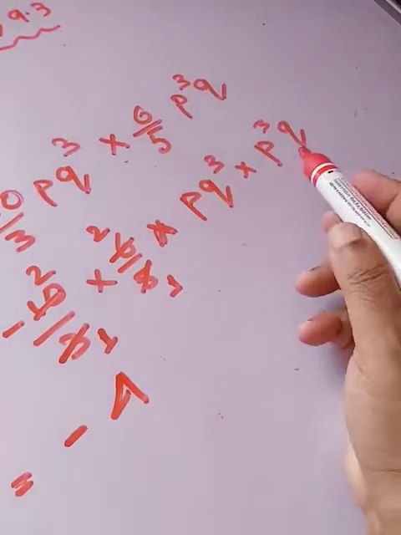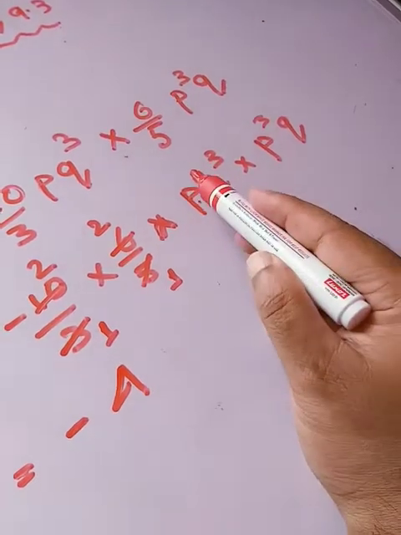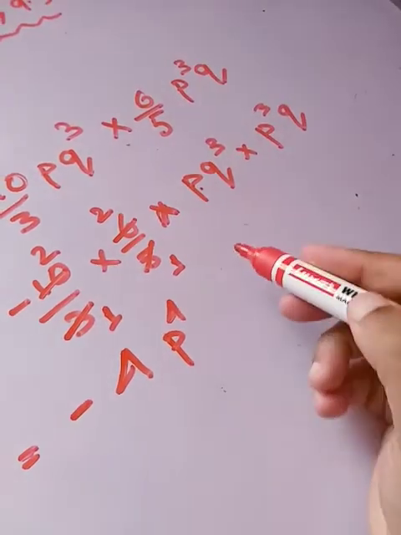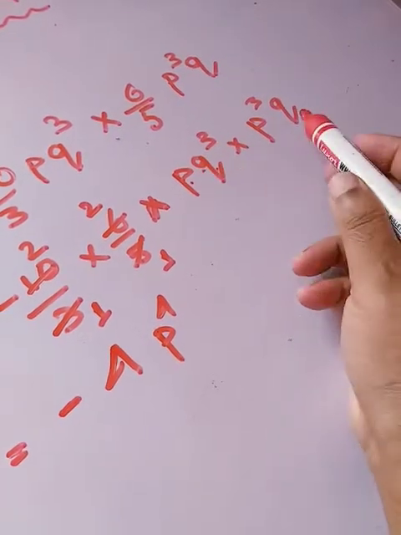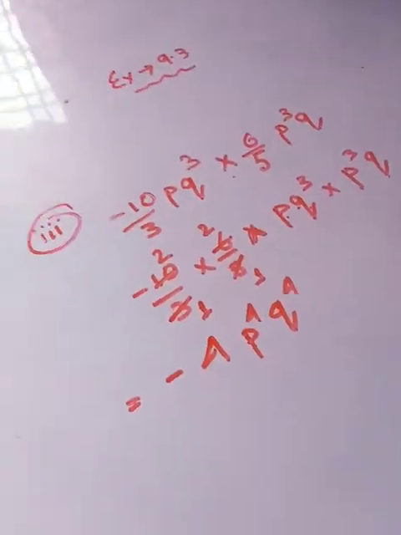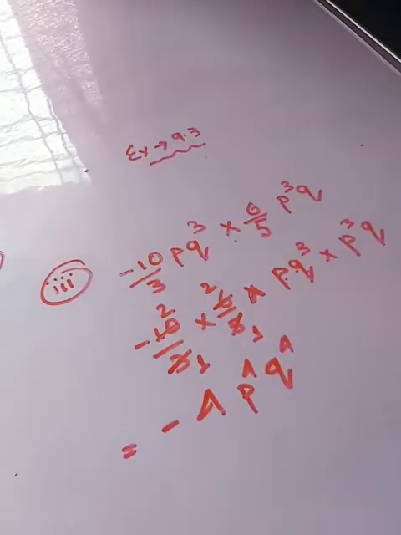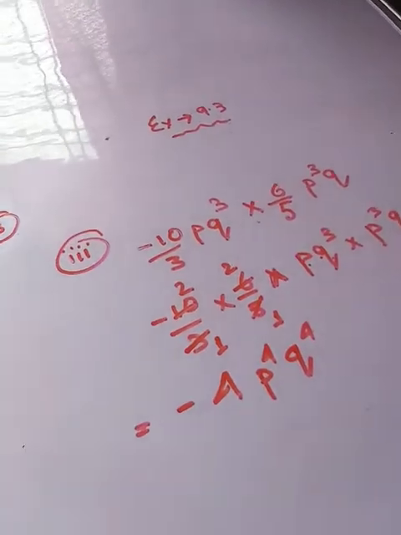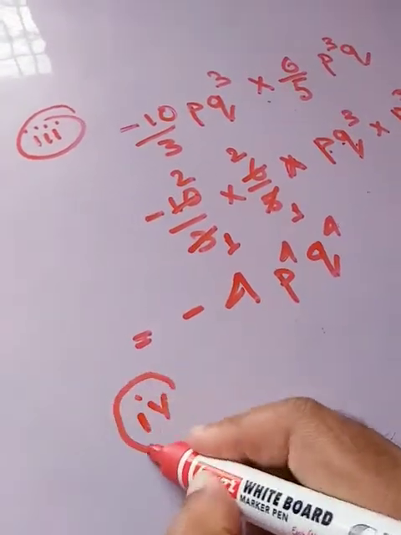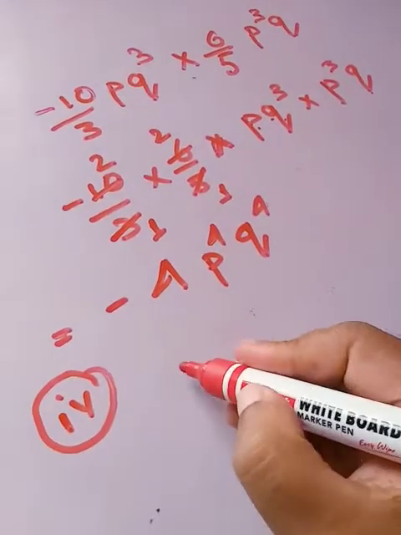Now we will multiply these variables. Here we have 1 p and here we have 3 p. So altogether there are 4 p. Here we have 3 q, here 1 q. So altogether 4 q again. So this is the solution of sum number 3 of question number 3. Now let's see how to do sum number 4. Sum number 4 is also very easy, students.